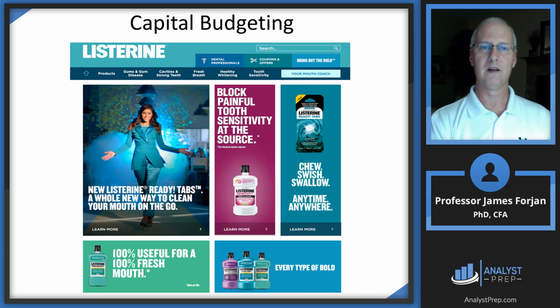Notice that Johnson & Johnson puts a couple of different product lines available with Listerine. Different colors, different flavors. There's an alcohol-free one. There are these ready tabs. All of these decisions that Johnson & Johnson made were the result of discounted cash flow technique and capital budgeting.